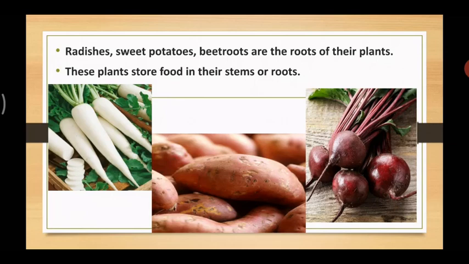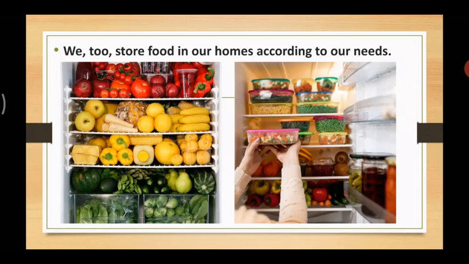Let's move forward. Then the plants also store food in the roots, right? In the roots also they store food such as radishes, sweet potatoes, beetroots. So these plants store food in their stems or their roots. Let's move forward. As food is our basic need, we too store food. We also store food, right, in our house? Yes. We too store food at home so it is available to us whenever we need it.